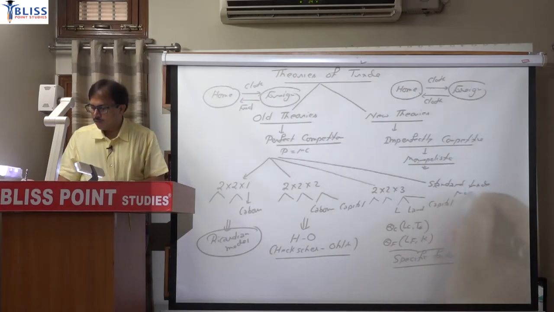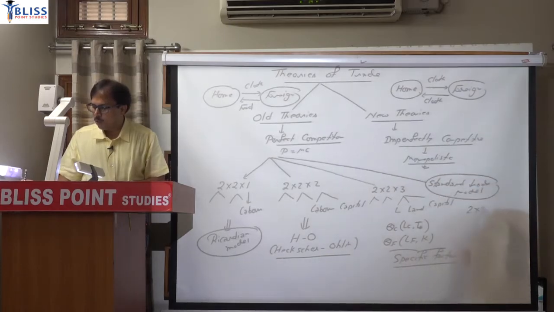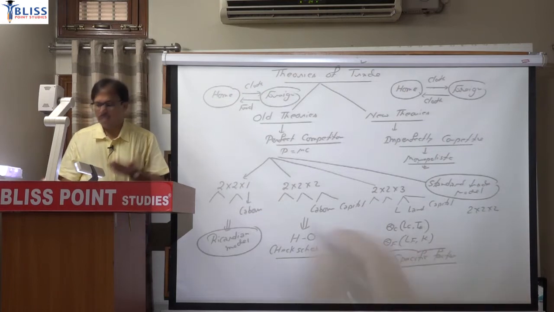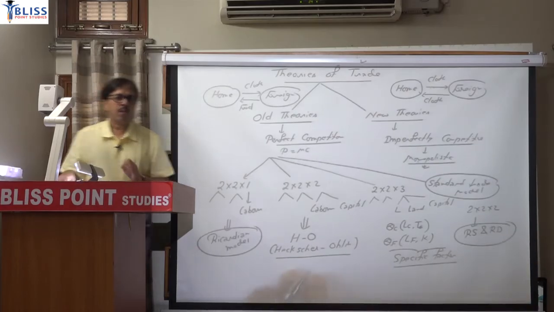Standard trade model. That standard trade model is also based upon the 2 by 2 by 2 model. So it is basically a description of the HO model, but that model will be using or explaining trade by using relative supply and relative demand curve. That will highlight the concept of relative supply and relative demand curve.